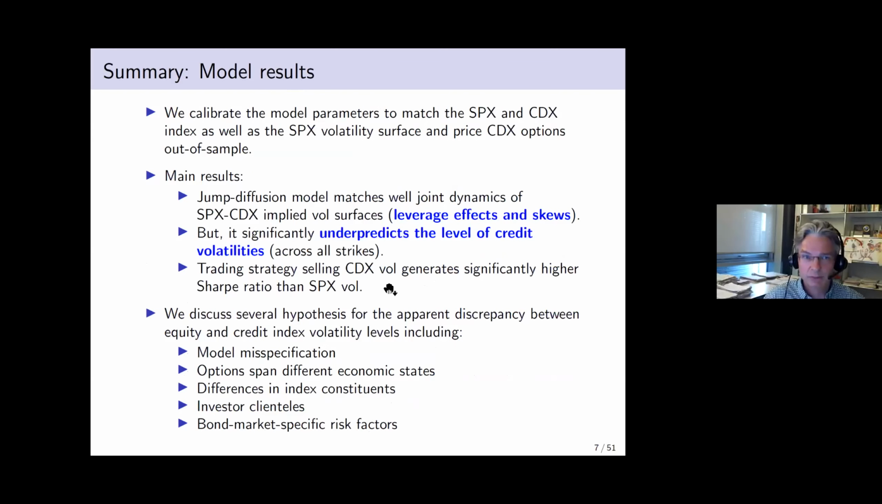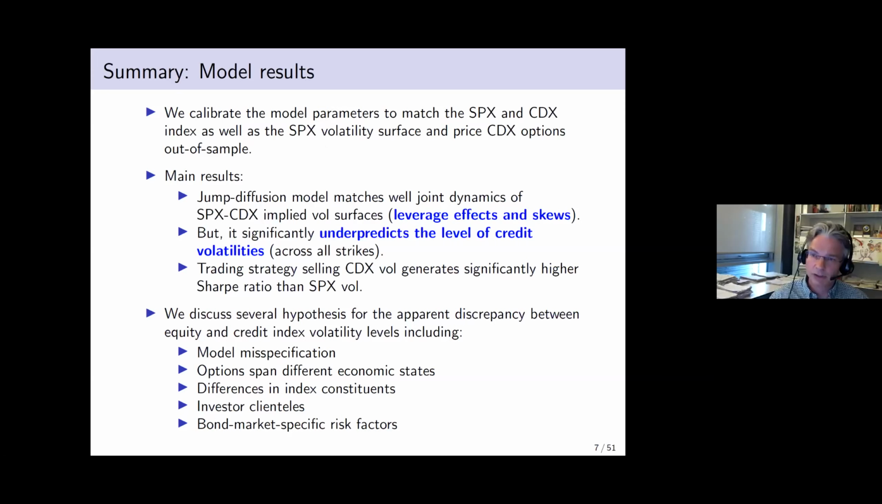So what we do then is we calibrate the model to parameters that match the level of the equity indices, the level of the credit default swap indices, and the whole implied volatility surface on equity options. And then we look at what the model predicts for the credit default swap options out of sample. And what we find is that the jump diffusion model that we proposed does quite a good job at matching the dynamics of both the SPX, so the equity options, and the credit default swaptions.